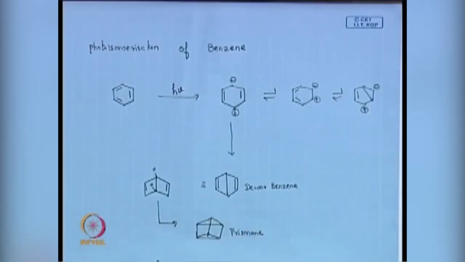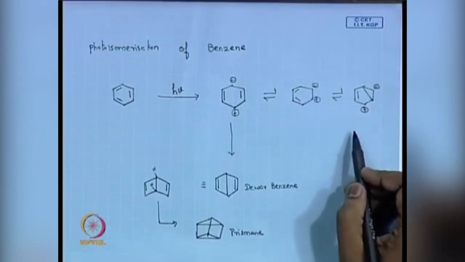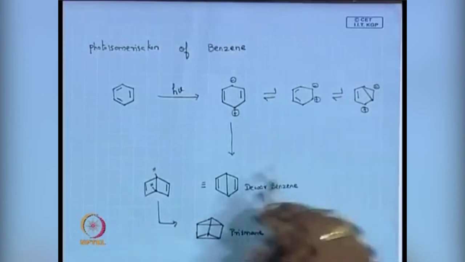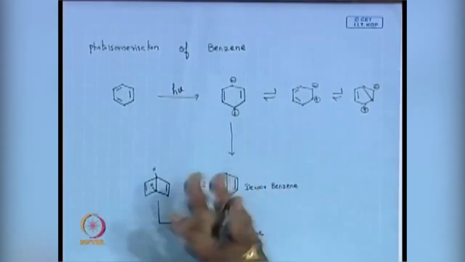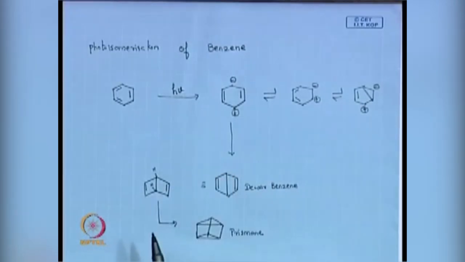See, benzene does a lot of this thick chemistry. Take benzene, you photolyze, you end up with Dewar benzene. Dewar benzene can undergo addition again, giving you prismane. Nice to see this type of structures of benzene. This you call as photoisomerization type of reactions. Okay.